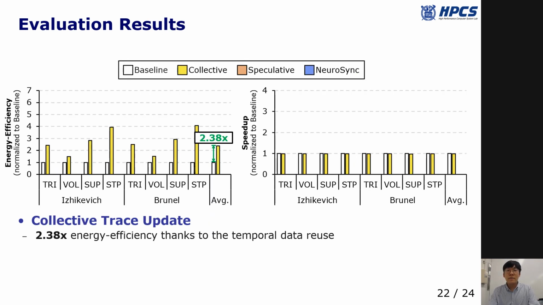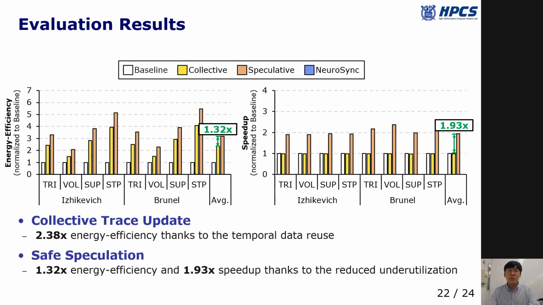We evaluate the effectiveness of our 3 optimization schemes. The graphs show the energy efficiency and speed-up normalized to the time-precise baseline. First, by collectively updating the remote traces across multiple time steps, collective achieves an average of 2.38 times higher energy efficiency. Second, by relaxing the synchronization and thus reducing underutilization, speculative achieves an average of 1.32 times and 1.93 times higher energy efficiency and speedup over collective baseline. Note that the additional energy efficiency comes from the reduced static power consumption with the reduced simulation time.